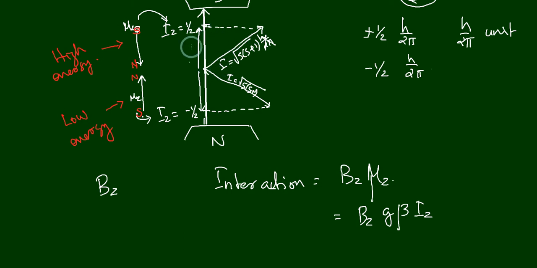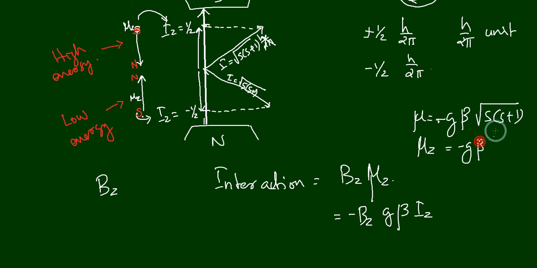Therefore, mu Z will be g into beta into Iz, because we already learned that mu is equal to, sorry, there should be a negative sign also. So mu is equal to minus g into beta into root of S into S plus 1, that is the magnetic moment mu. What about the component of the magnetic moment, mu Z? That mu Z is equal to minus g into beta into the component of root of S into S plus 1 in the Z direction. What is the component of root of S into S plus 1 in the Z direction? That is Iz.